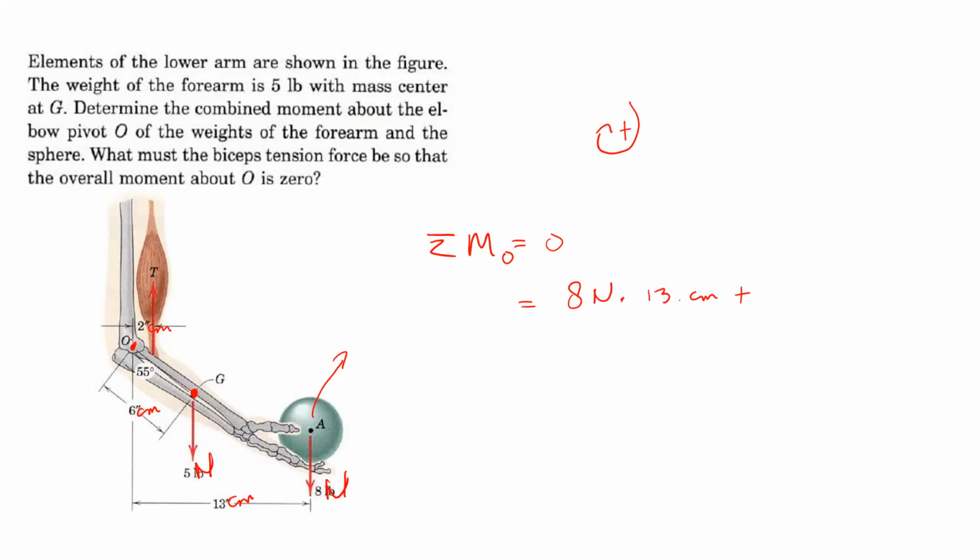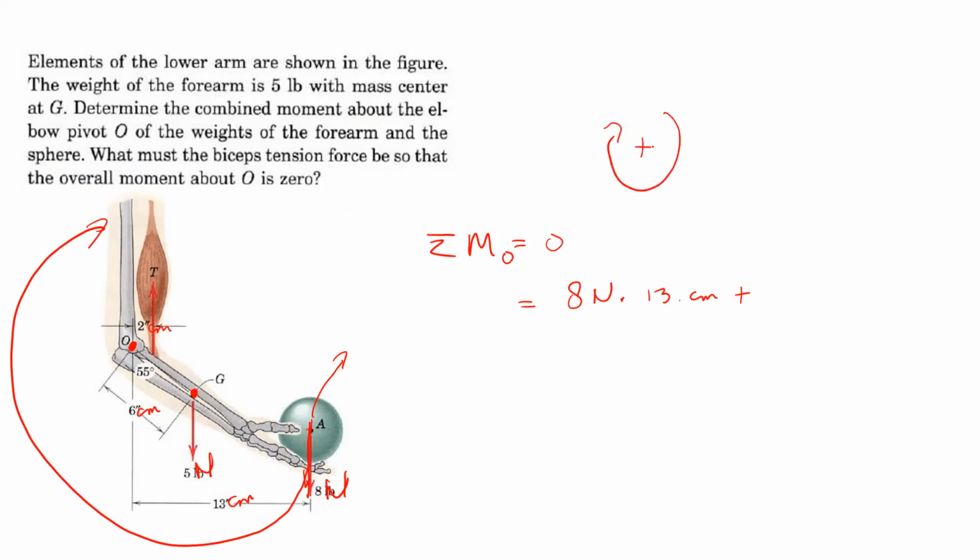Oke. Why I say that 8 Newton multiplied by 13 centimeters is clockwise, because the center of rotation is at point O and the force is going downwards here. So the moment caused by the 8 Newton will be clockwise, and I already defined from the beginning that clockwise is positive. So it's positive. Okay. Next, what else do we have? Raka?